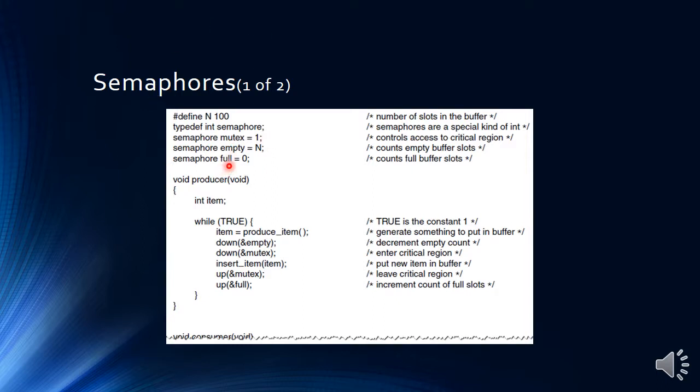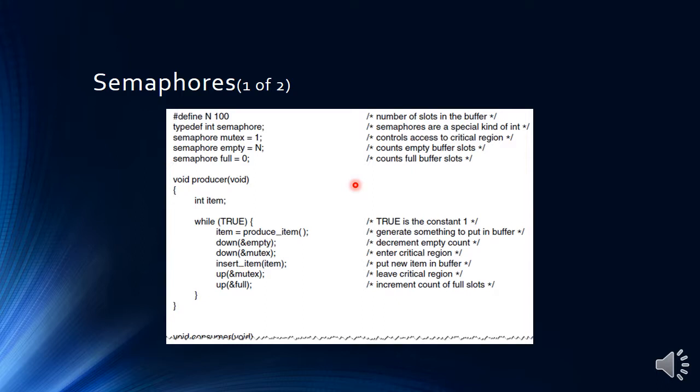This solution uses 3 semaphores, one called full for counting the number of slots that are full, one called empty for counting the number of slots that are empty, and one called mutex to make sure the producer and consumer do not access the buffer at the same time. You know that mutex stands for mutual exclusion. So full is initially 0, empty is initially equal to the number of slots in the box. Mutex is initially 1.